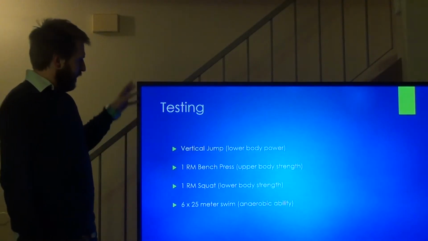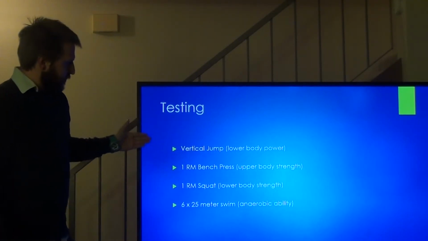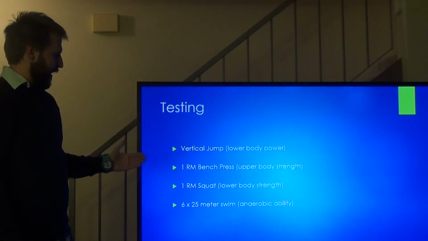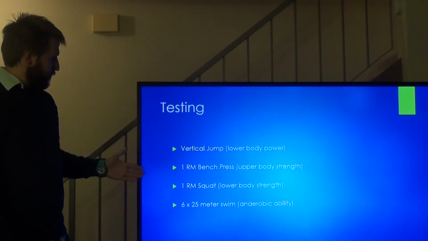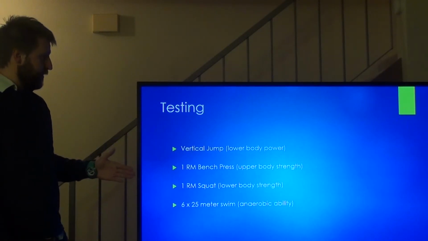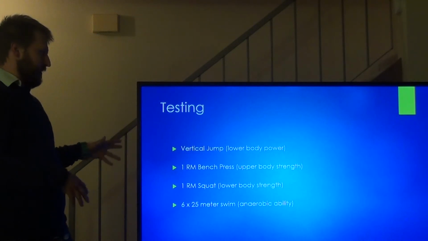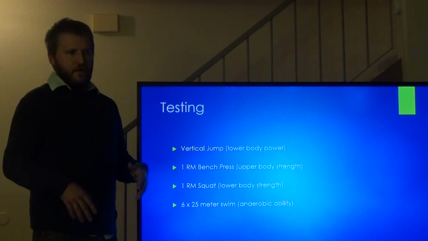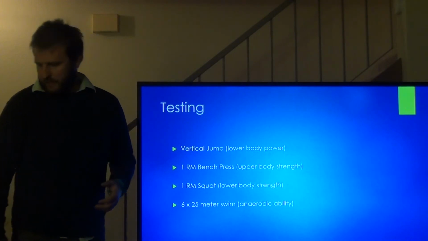The final part will be the testing phase that the boys will participate in. Vertical jump for lower body power, 1 rep max bench for upper body strength, 1 rep max squat for lower body strength, 6 by 25 meter swims to test their anaerobic abilities. All the testing is designed to make sure that the strength and conditioning program is working and improving their strength.